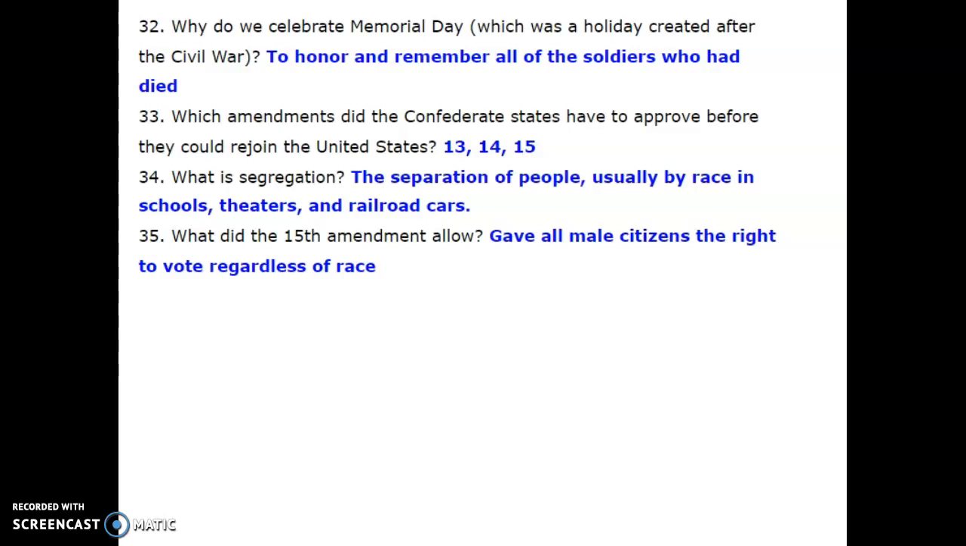Number 35, what did the 15th Amendment allow for? It gave all citizens the right to vote regardless of race.